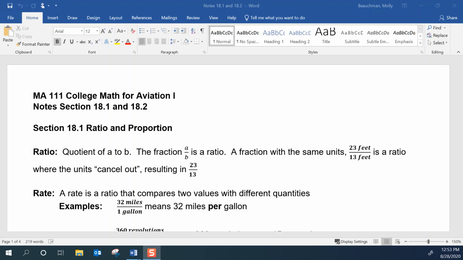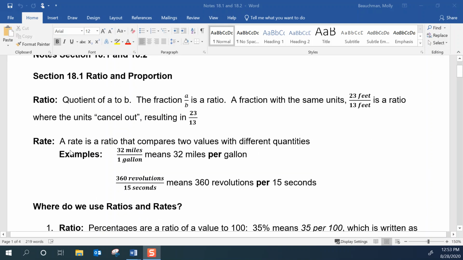In this video, we'll take a look at ratio and proportion in section 18.1. So a ratio is a quotient of a to b. Anytime you work with fractions, such as a divided by b, it's a ratio. A fraction with the same units, such as 23 feet to 13 feet, is a ratio where the units cancel out, resulting in 23 over 13.